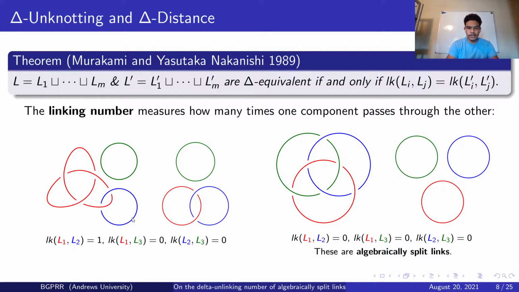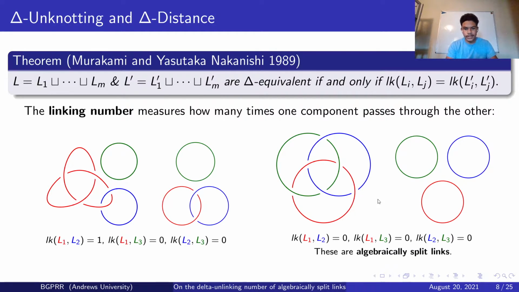If we look at these two links on the left, we see that although the red component here is knotted and this one isn't, they still pass through the blue component the same number of times. Likewise, the red component and the green component in these two links are not knotted or linked at all, and as a result, their pairwise linking number is equal to 0.